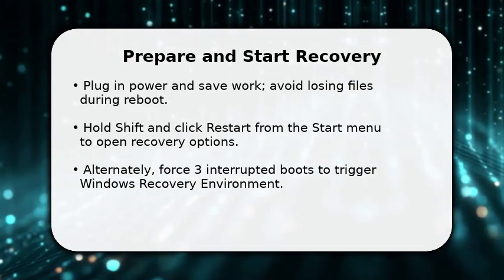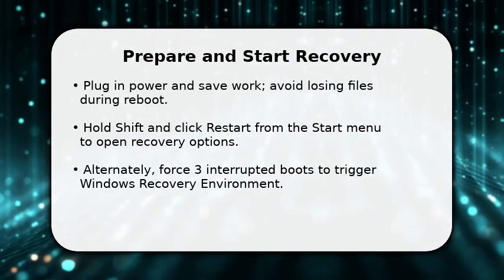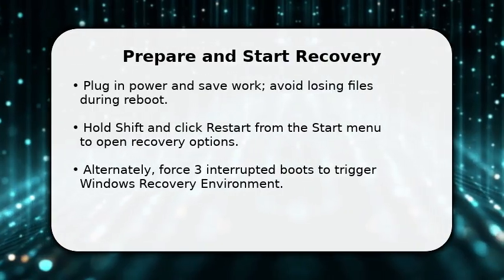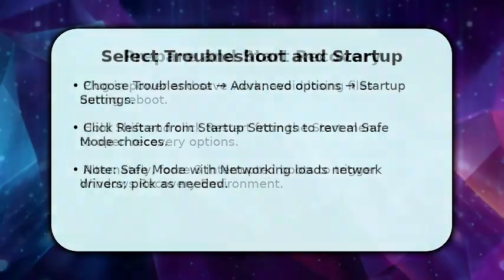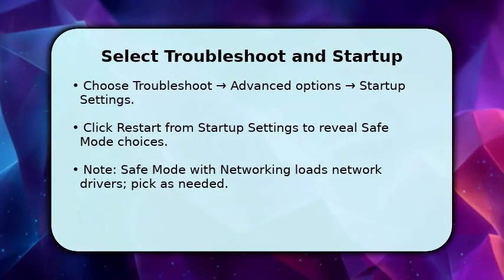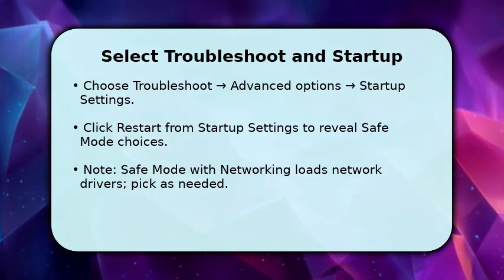If that fails, you can force 3 interrupted boots by powering off during Windows load to trigger recovery. Make sure you're ready to proceed into troubleshooting once the recovery screen appears. You'll now navigate the menus. On the recovery screen, choose Troubleshoot, then Advanced Options, and then Startup Settings.